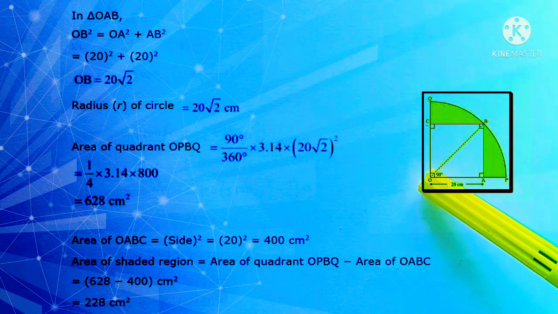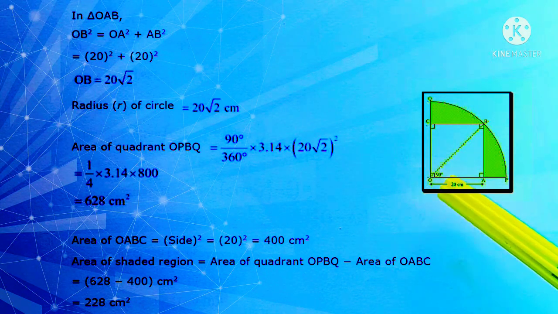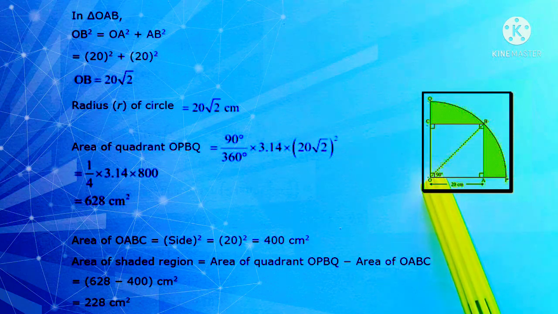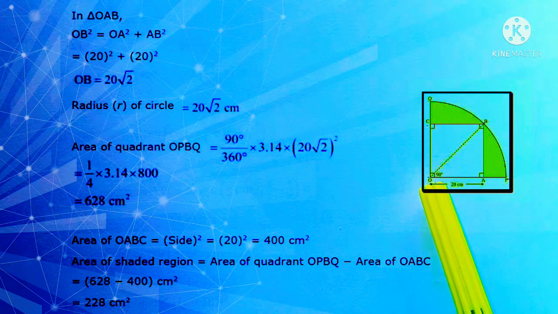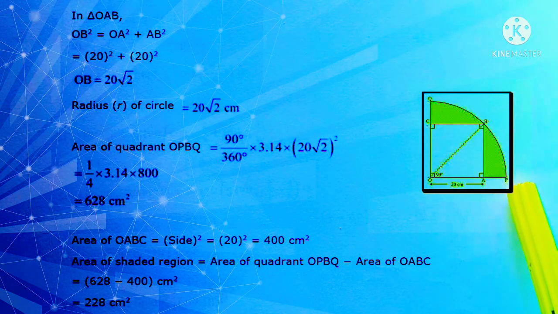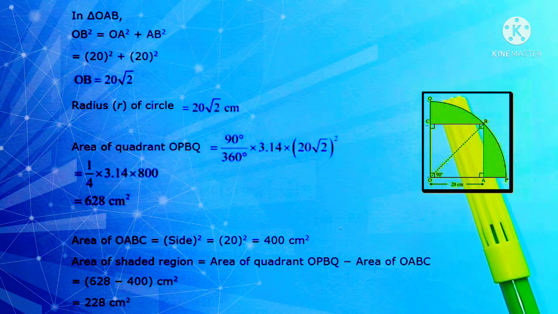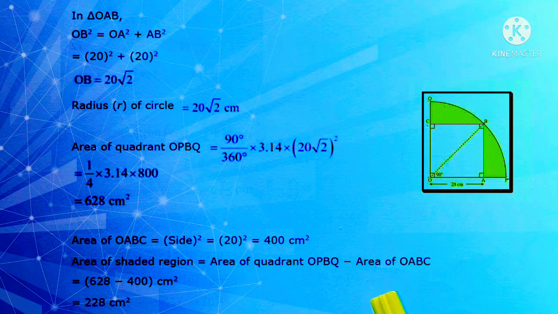So first of all we get OB. Now this OB we consider as a radius because it is a quadrant, isn't it? So radius equal to 20 root 2 centimeter. And now we can easily find out the area of the quadrant OPBQ.